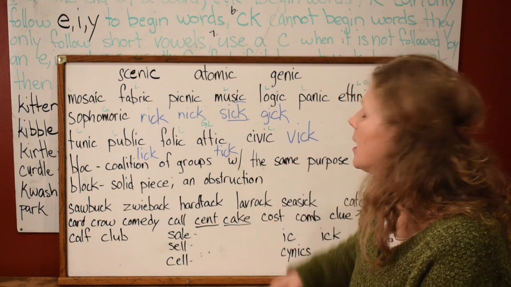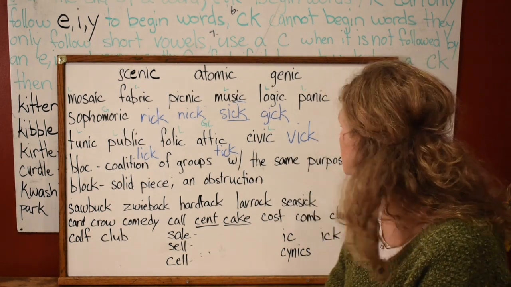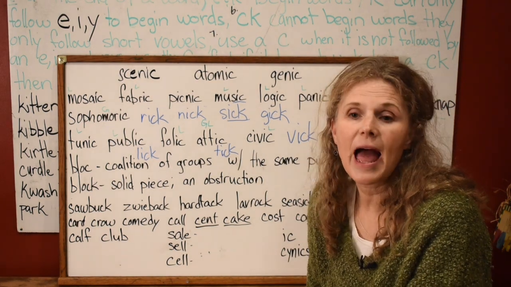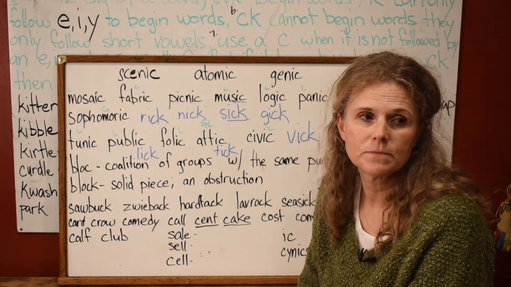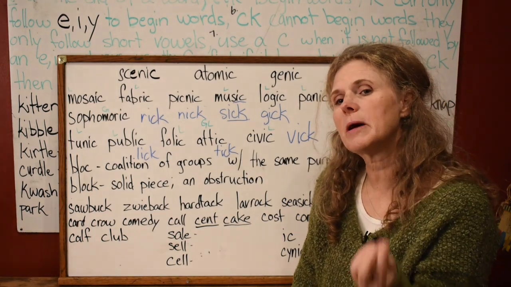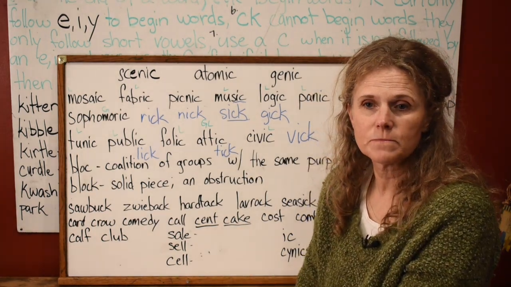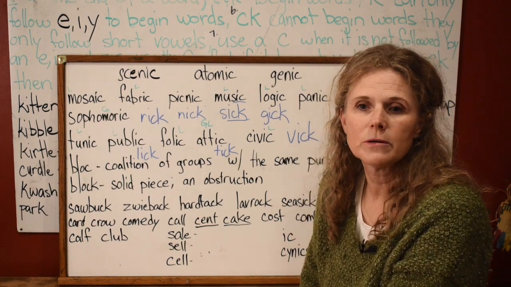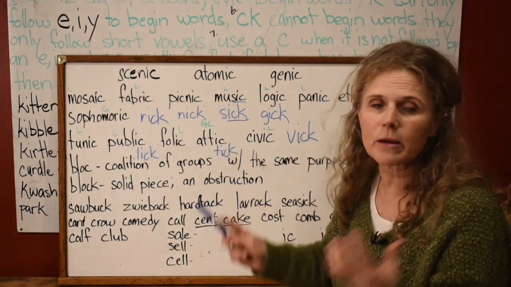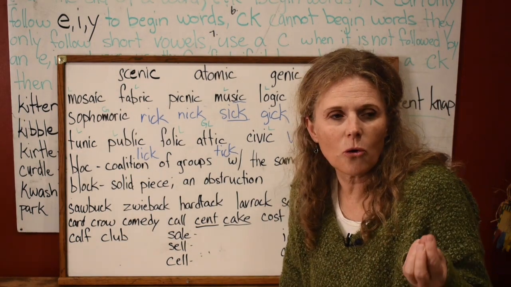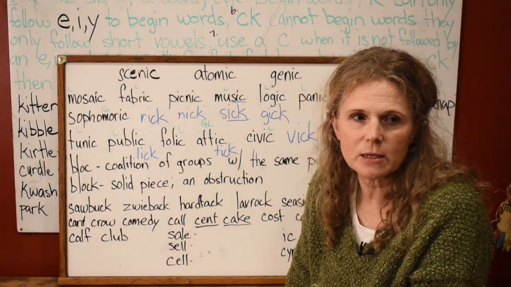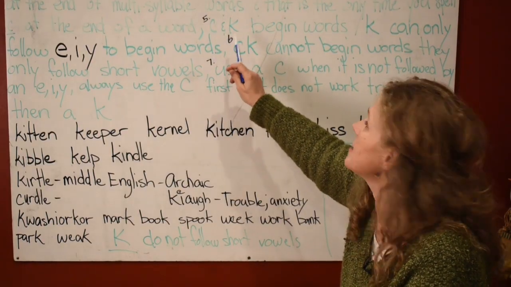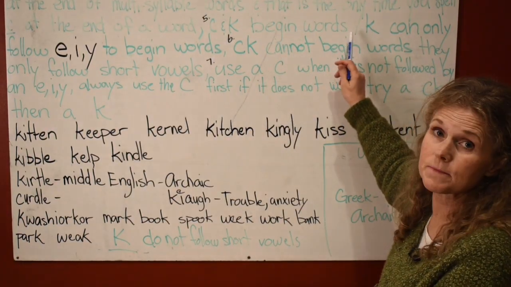I-C. Now, how are you going to spell ack in a multi-syllable word? That's ick. How are you going to spell ack in a multi-syllable word? A-C-K. How are you going to spell uck in a multi-syllable word? U-C-K. We're talking about the end of words. How are you going to spell eck in a multi-syllable word? E-C-K. Good.